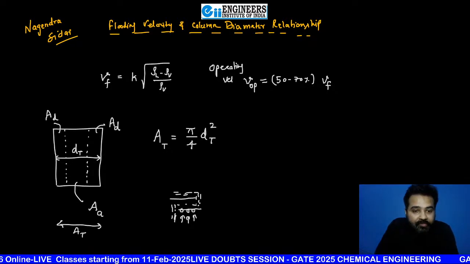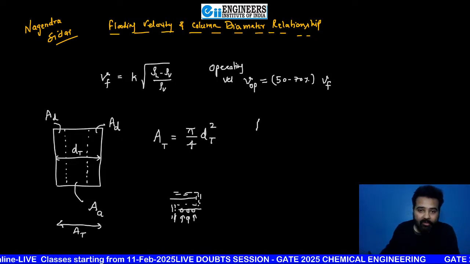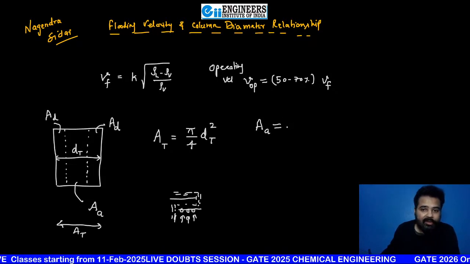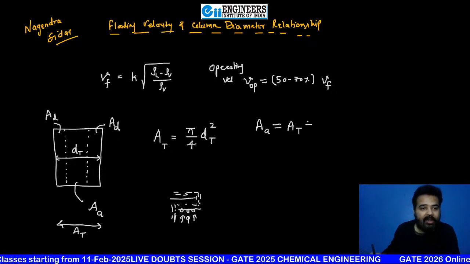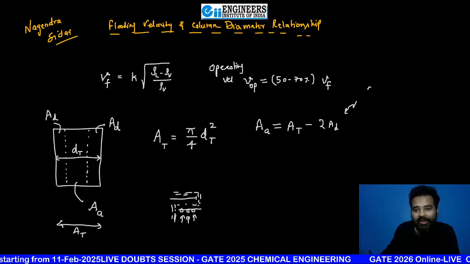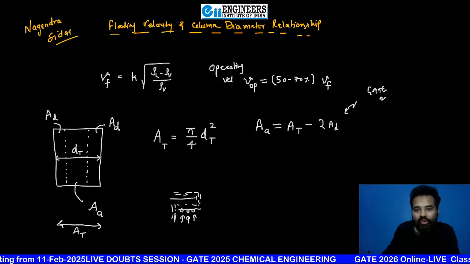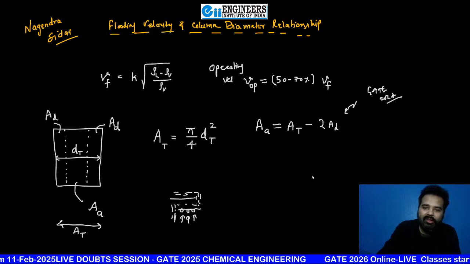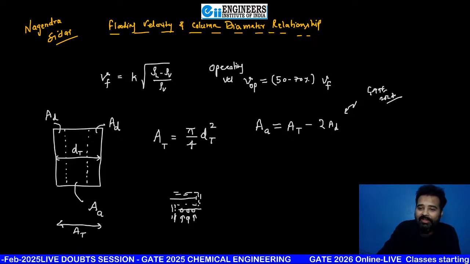Dt. Okay. So the area available, AA, is AT minus 2 times AD. This question was asked in GATE 2024. Many students still did not have clarity on this, because I got lots of responses on WhatsApp.